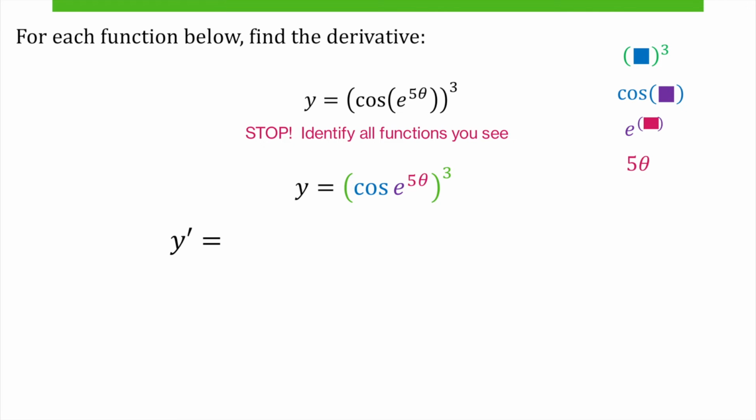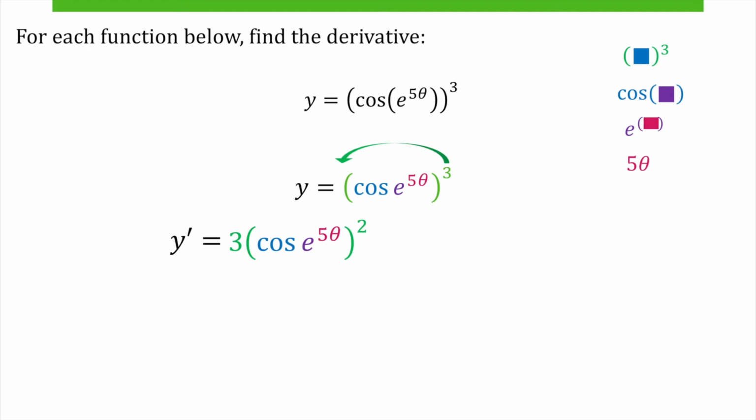The outside function first: exponent comes forward, drop the power by 1, keep all the rest of it the same. Outside is taken care of. Now the next one you can see in our list of functions is cosine. So we'll take the derivative of cosine, which is negative sine. Keep everything else the same. And the second function is taken care of.